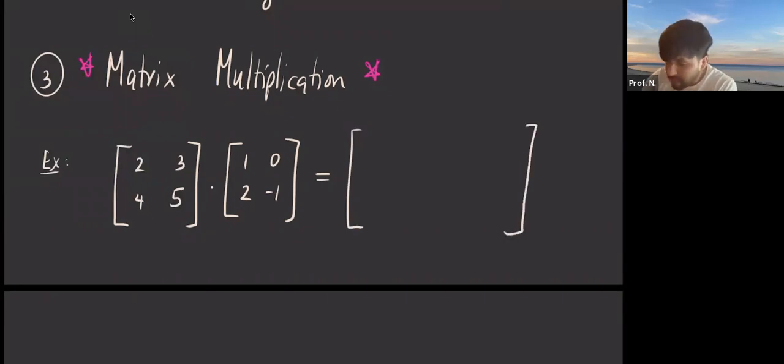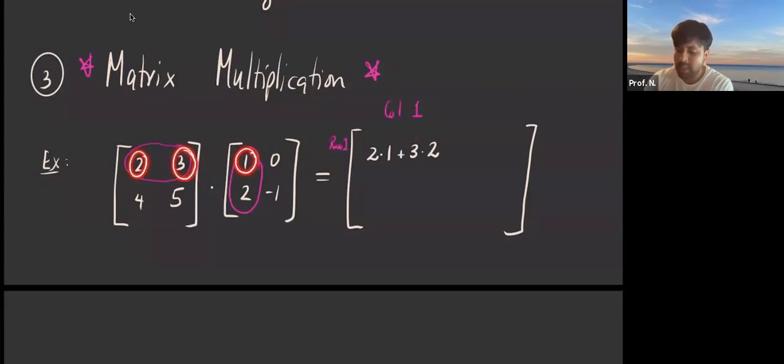So to get the first entry here, row 1 and column 1, what you do is you take row 1 of the first matrix and multiply it by column 1 of the second matrix. And you do it in a very particular way. You take the first entry here, multiply it to the other entry, and you get 2. You take the other entry 3 and multiply it with the other entry 2 here, and you add them. So this is 2 times 1 plus 3 times 2. In a way, it's called a dot product. You take 2, multiply with this first entry. You take this second entry, multiply it with this second entry, and you add them.